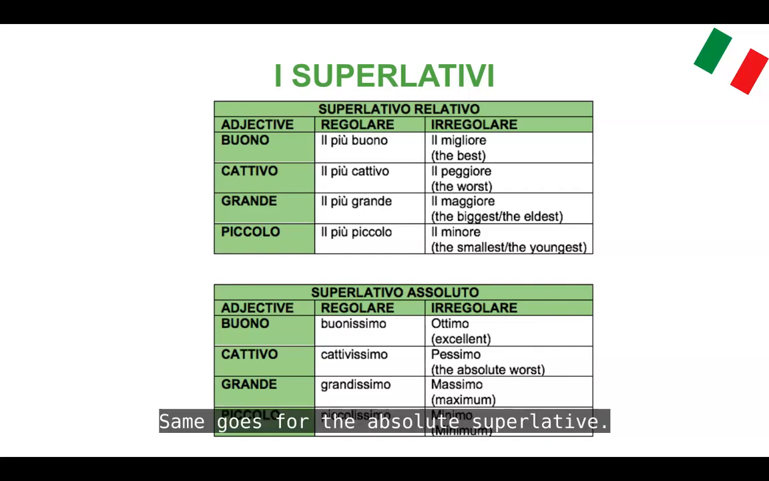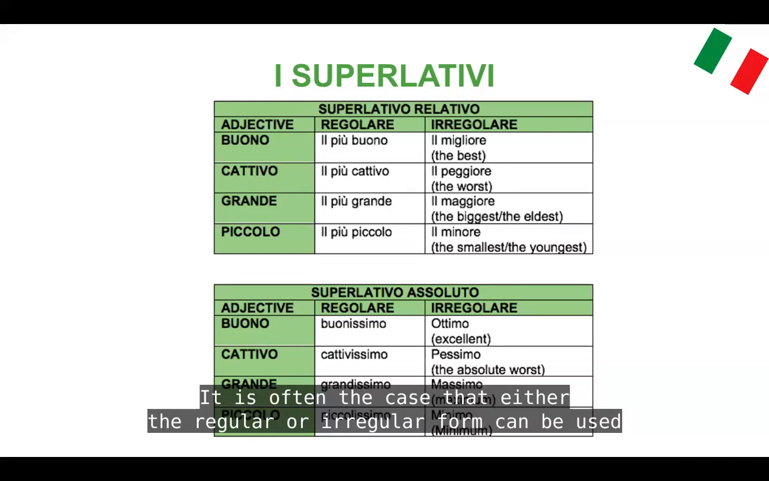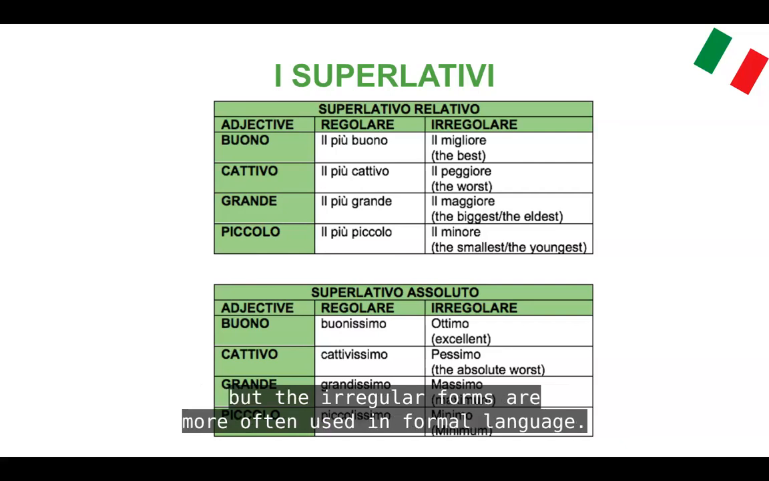Same goes for the absolute superlative. I can either say buonissimo or ottimo, cattivissimo or pessimo, grandissimo or massimo, piccolissimo or minimo. It is often the case that either the regular or irregular form can be used, but the irregular forms are more often used in formal language.